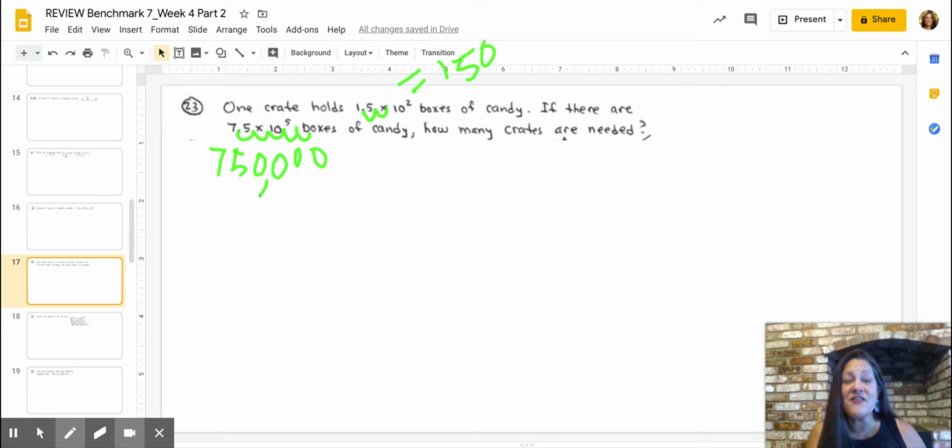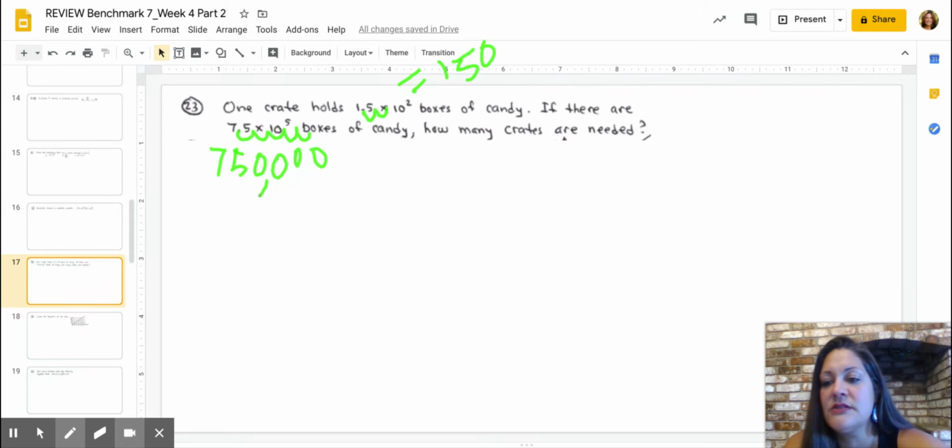Okay, 750,000 boxes of candy. So kind of a real life application so you can see why we use scientific notation. This is a silly example, but it just shows you how it makes those huge numbers more workable. Just imagine, if you put things into the 100,000, millions, billions, that's why you use scientific notation.